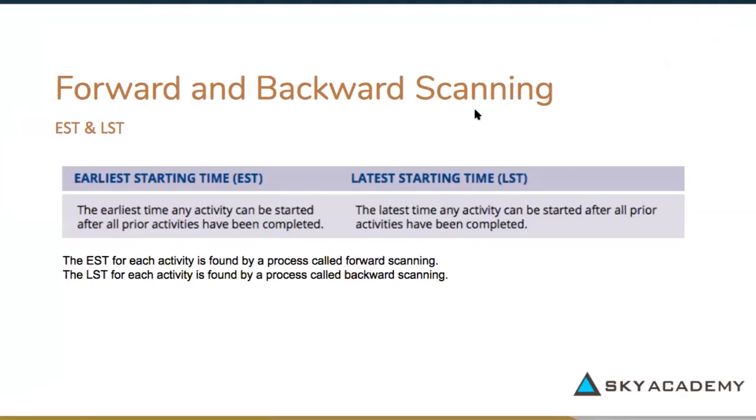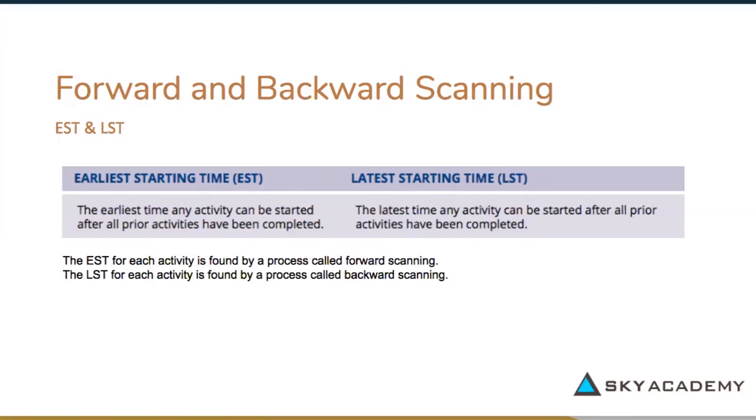Now, forward and backward scanning are the methods that we can use to tell the earliest time an activity can be started and the latest time an activity can be started. So we use the abbreviations EST and LST for earliest start time and latest start time. The EST is found by forward scanning and the LST is found by backward scanning.